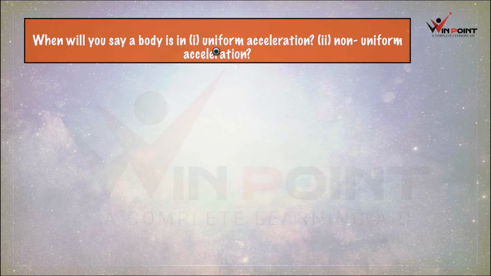When will you say a body is in uniform acceleration and non-uniform acceleration? What is acceleration? Acceleration is rate of change of velocity. If an object is having acceleration and the velocity is changing equally in equal intervals of time, then we can say that it is uniform acceleration. For example, when an object is falling down, each second the velocity is increasing by 9.8 meter per second: 9.8, 9.8 into 2, 9.8 into 3. Uniform acceleration means equal change in velocity in equal time interval.